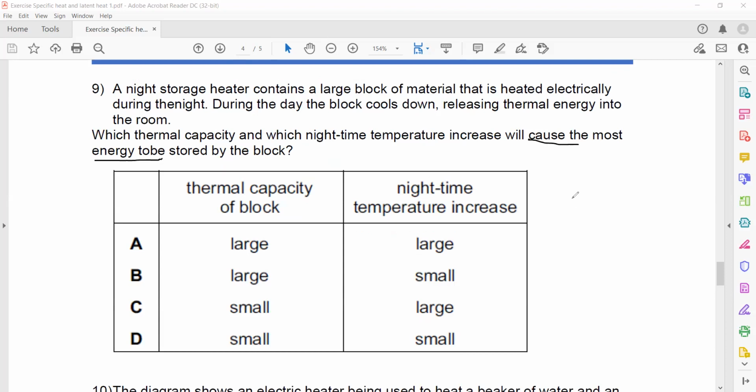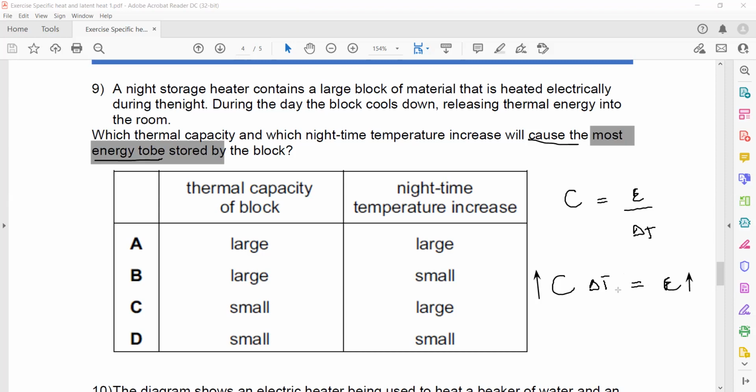So we have the formula that thermal capacity is energy divided by temperature change, or thermal capacity multiplied by temperature change gives energy. In the question they are saying we want to increase the energy, the most energy. So I should increase the thermal capacity, because both are in the numerator. If thermal capacity increases, the energy will also increase.